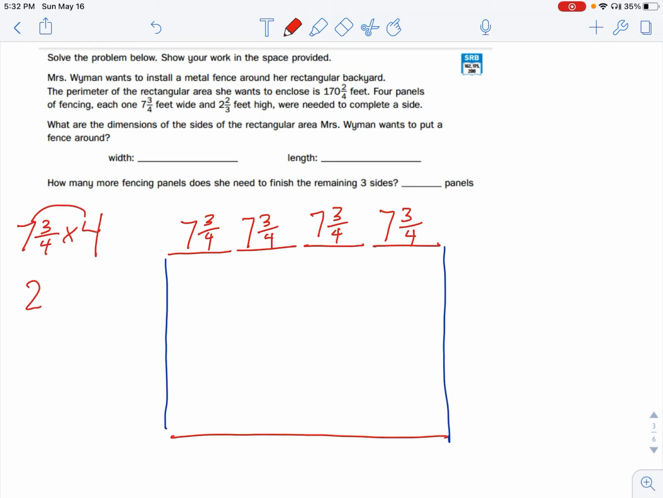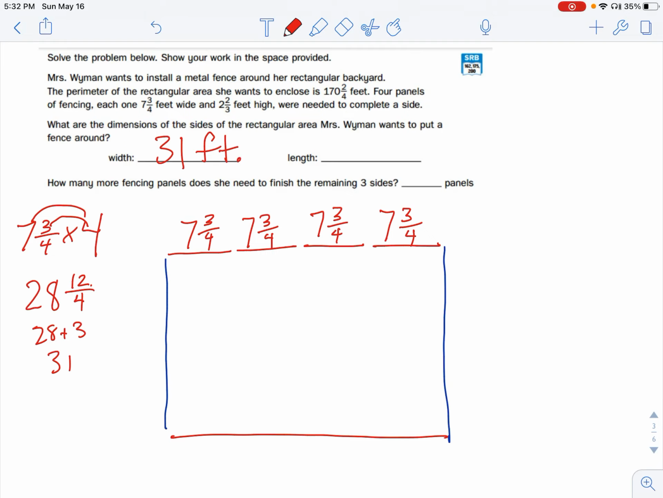And I know 7 times 4 is 28. 3/4 times 4 is 12/4, but my eyes! Oh, I'm not going to leave an improper fraction in a mixed number. No way. 12/4 is the same as 3, so 28 plus 3. Okay, guess what? You just found one side length. 31, and what are my units? Feet.